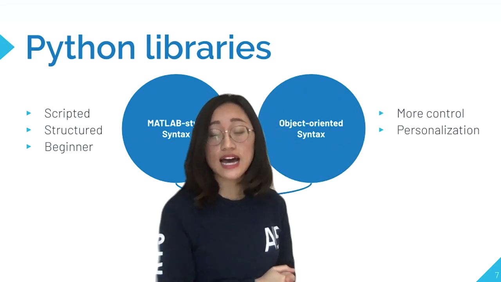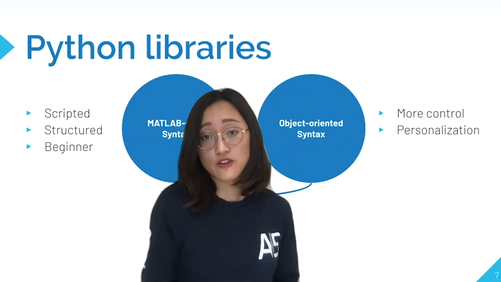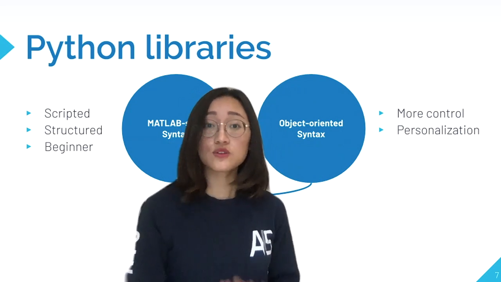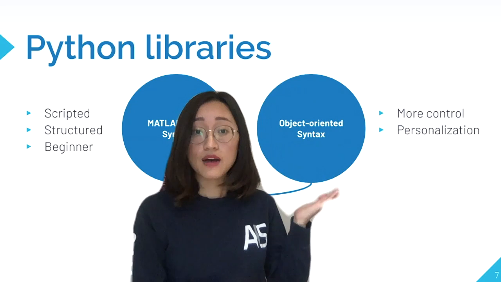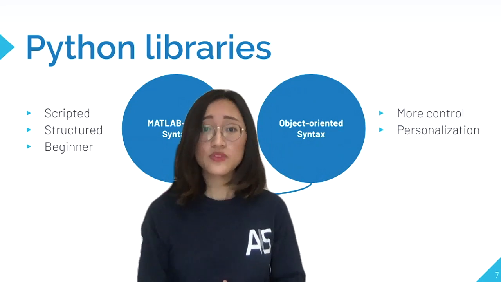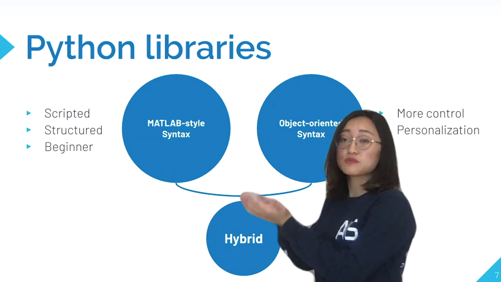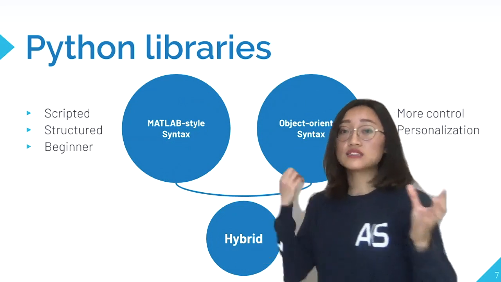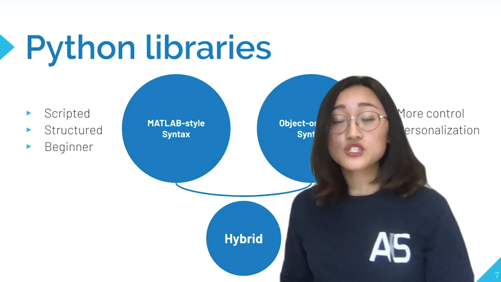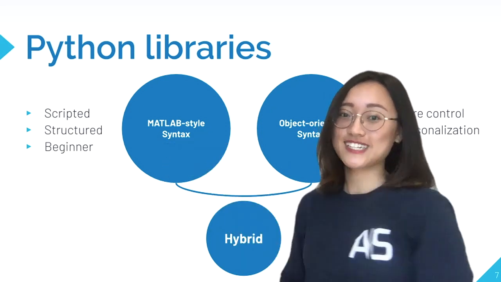And the second one right here is the object-oriented syntax. With this one, you have more control over what you want to do and how you identify your variables, and thus you can do personalization and customization. So this one is for more advanced users, when you are more familiar with Python and how its functions work. But in the middle, we also have a hybrid right here. This is for the intermediate level, where you pick one of each and combine them. So this really depends on your choice. But for this workshop, we're gonna focus more on the beginner level, so we focus more on the MATLAB style syntax.